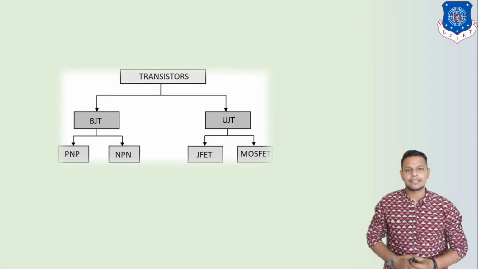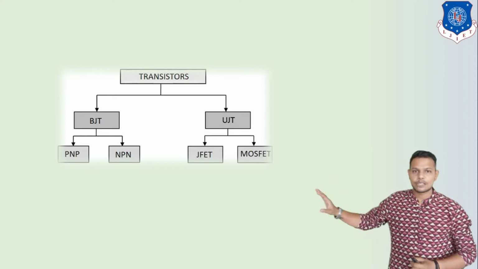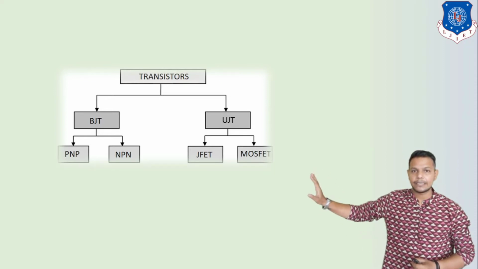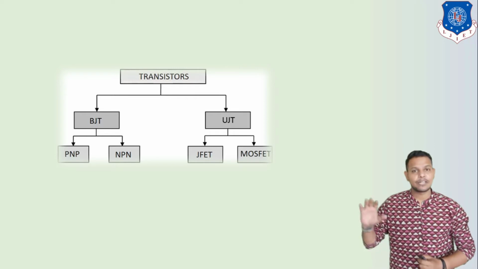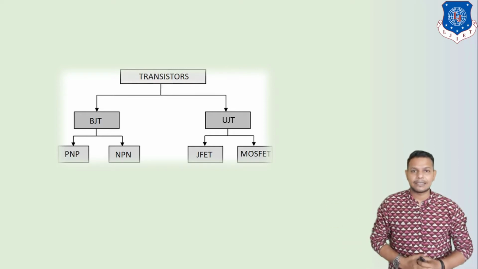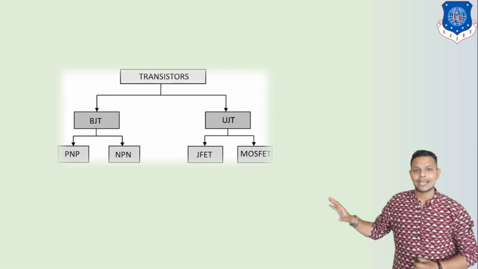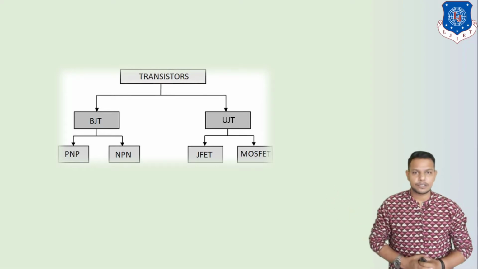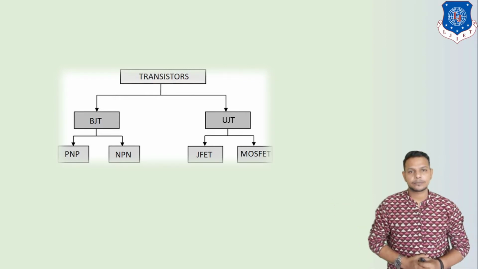Here we can see the classification of transistor. It is classified into two types. Number one is BJT, and number two is UJT. BJT stands for bipolar junction transistor. As we discussed in chapter number 2, the conduction takes place due to both holes and electrons. That's why it is known as bipolar junction transistor, and its types are NPN and PNP.